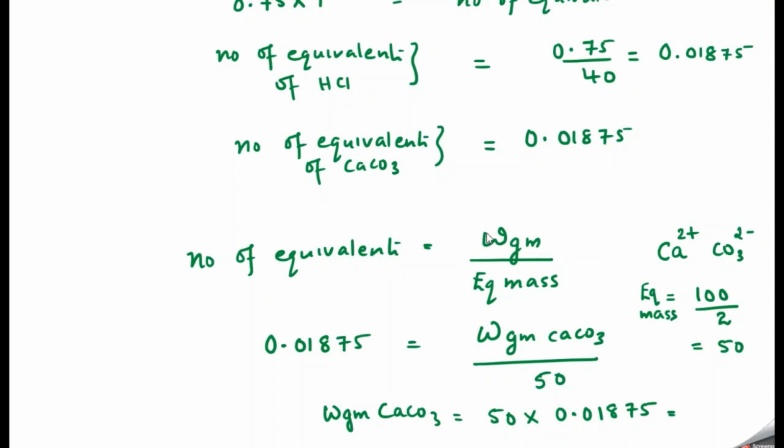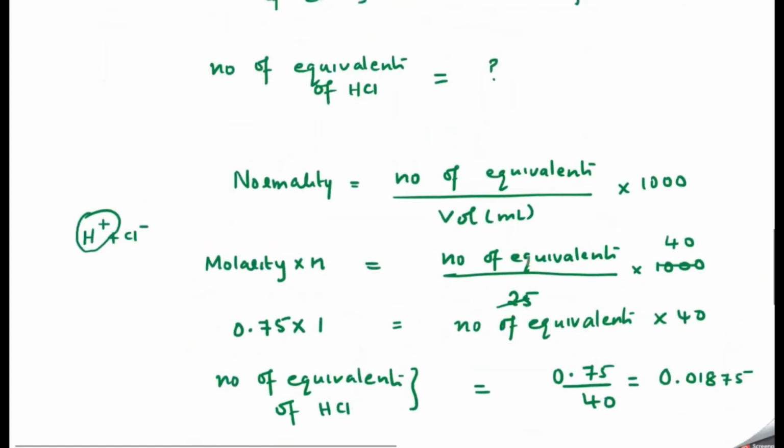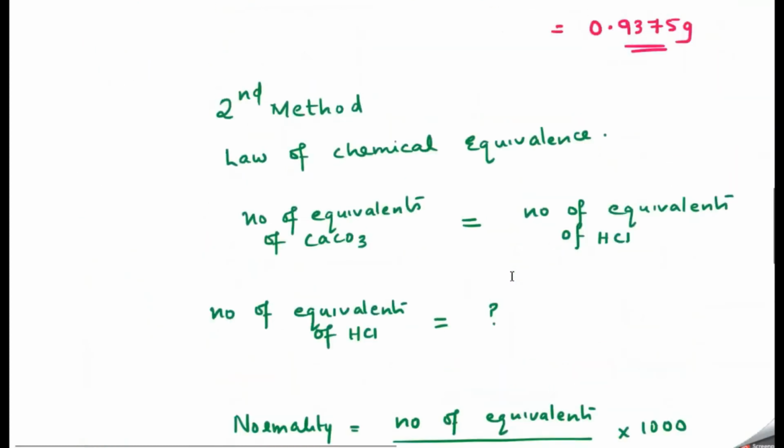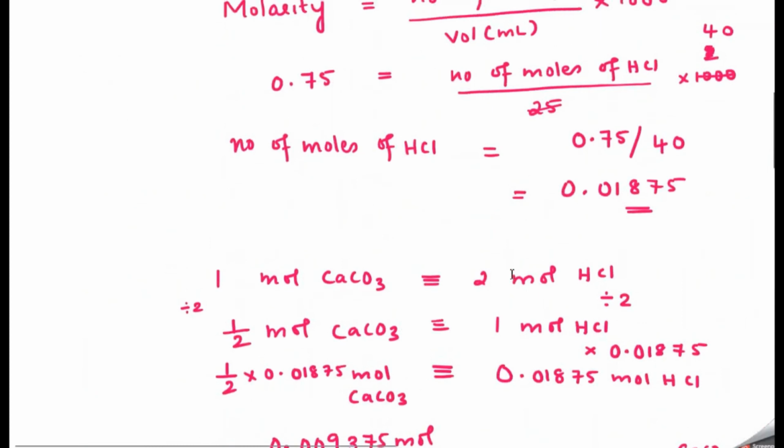So multiplied by 50, you will get exactly 0.9375 gram. Okay, so any approach you can follow, both are easy only. If you understood the concept, it is just a matter of time. If the calculation is faster, you can do it very fast. So it depends upon each person.